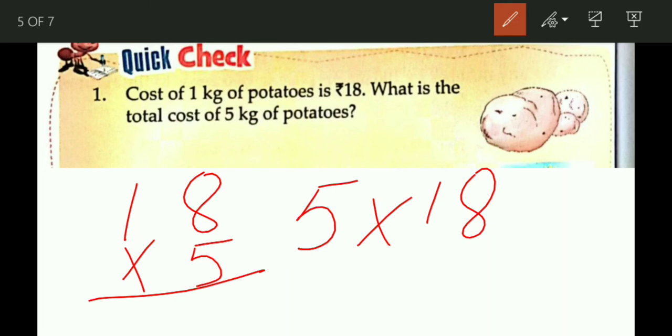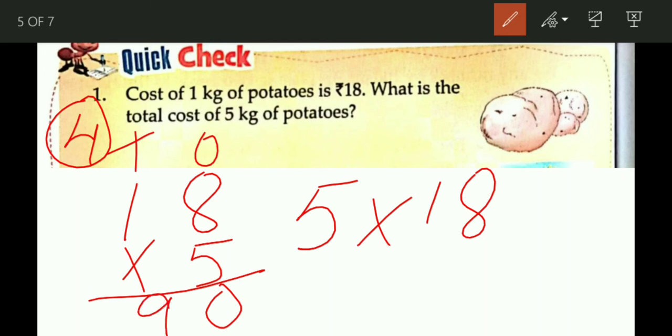First you will multiply the ones, yes or no? So 8 5s are 40. So what will you write here? You will carry 4 and you will write 0 here. Now you will multiply the tens. 5 into 1 is 5. So 5 plus this 4, you will get 9. So the answer is 90. Okay.